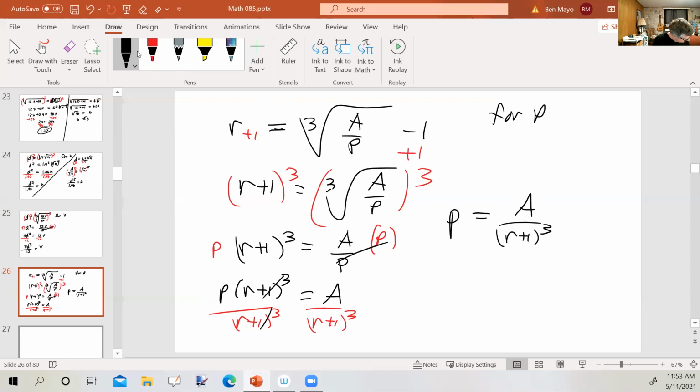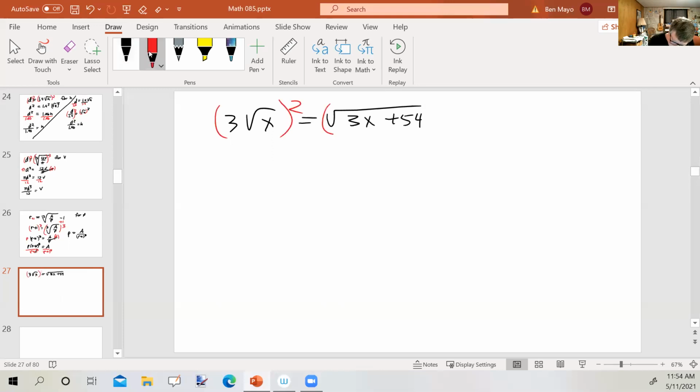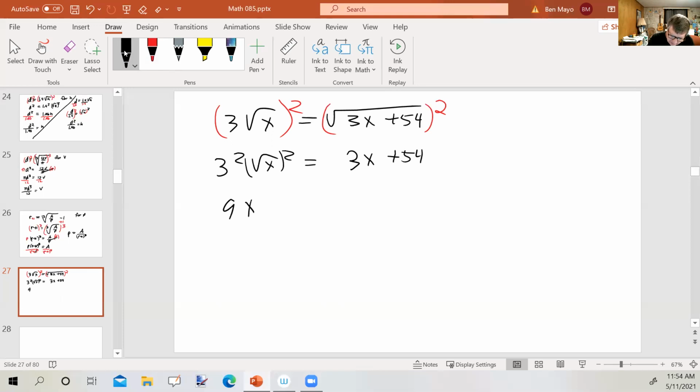Okay, let's see here. Here is another case of an equation with two radical terms. They are already separated, one on each side of the equation. So I'm going to square both sides. On the left, I'm going to get 3 squared times the square root of x squared. On the right, I'm going to get the 3x plus 54. So on the left, I'm going to get 9x equals 3x plus 54.